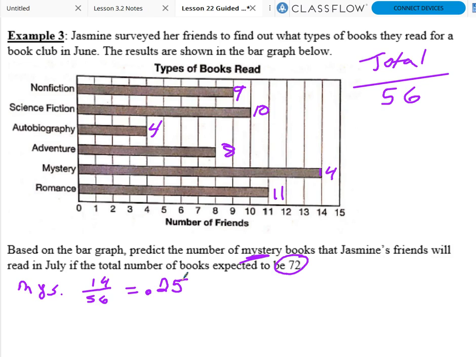Right? So if we expect that same percentage to happen in July, we're going to do 0.25 times 72. And when we get that, we get a total of 18 mystery books are going to be read in July. Right? And that makes sense that it should be a little bit more, just simply because they are reading more books, so we'd expect the mystery books to go up.